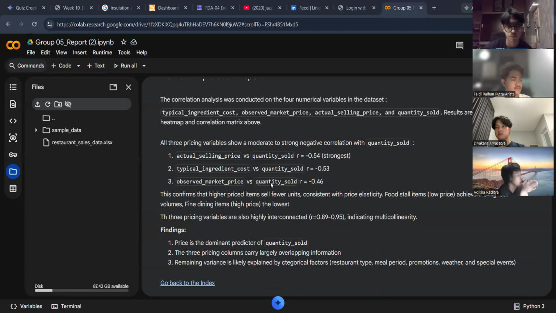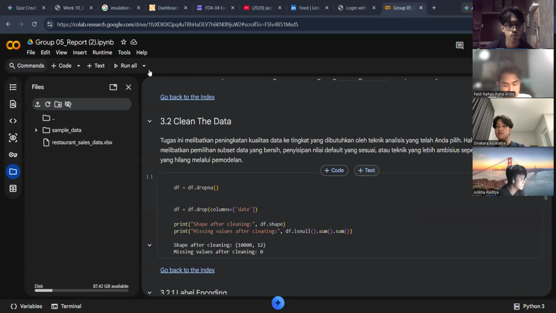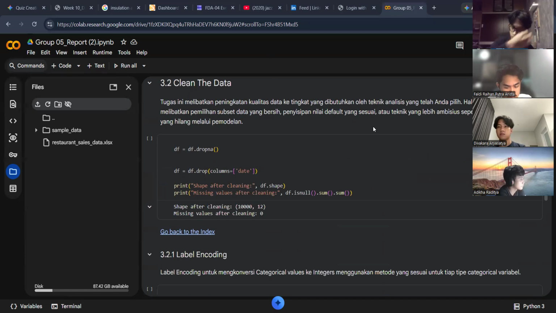Okay, thank you. So at this stage, we prepared the data to be ready for the model. Here are the steps that we carried out. First, cleaning. We applied dropna as a precautionary step, even though no missing values were found. The date column was also dropped as it is not a predictive feature. Second, label encoding.